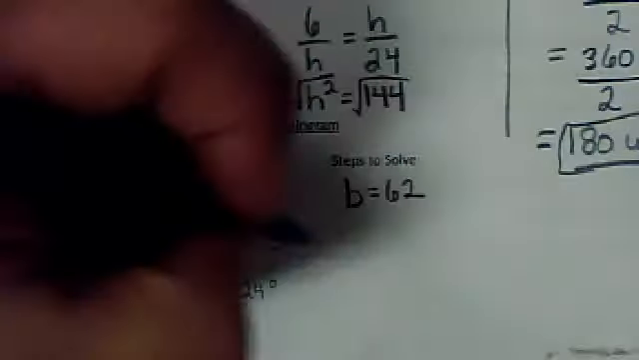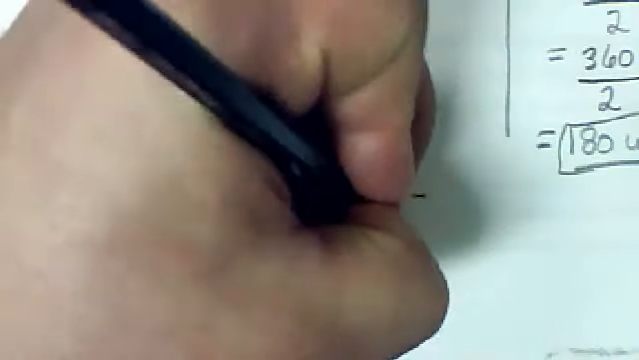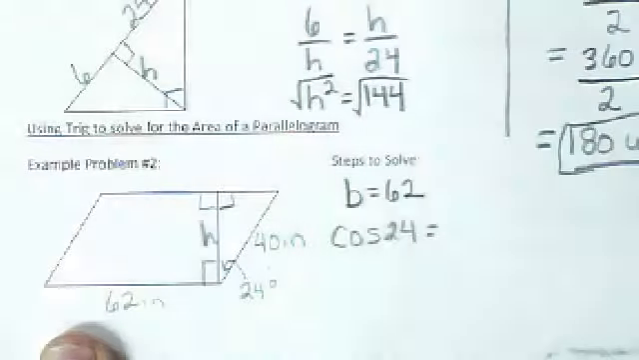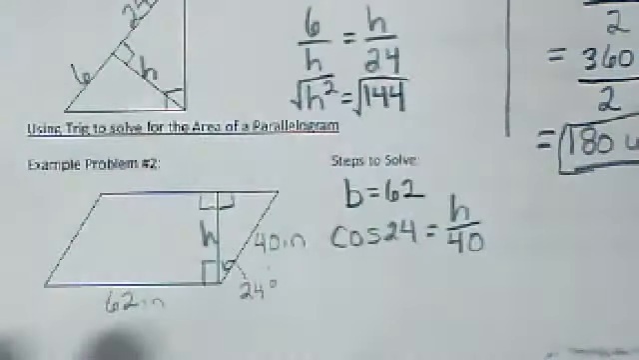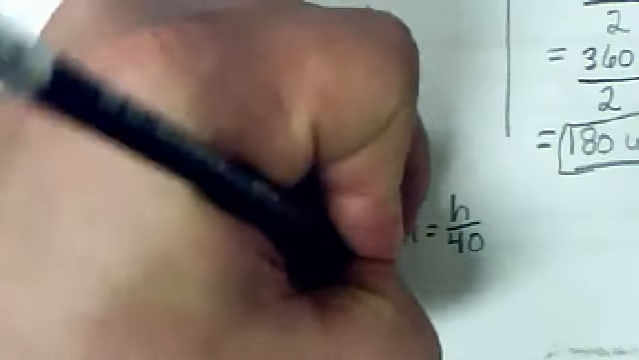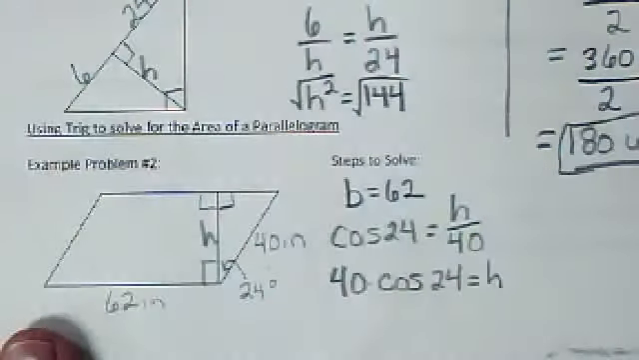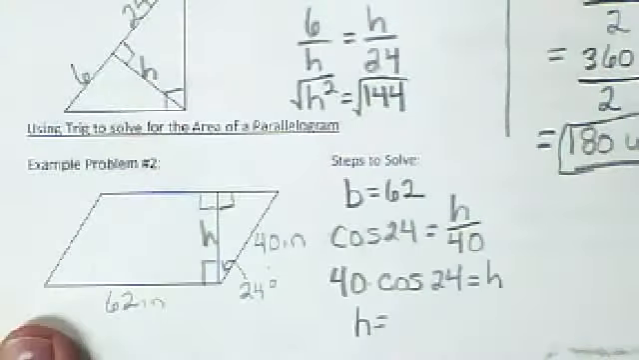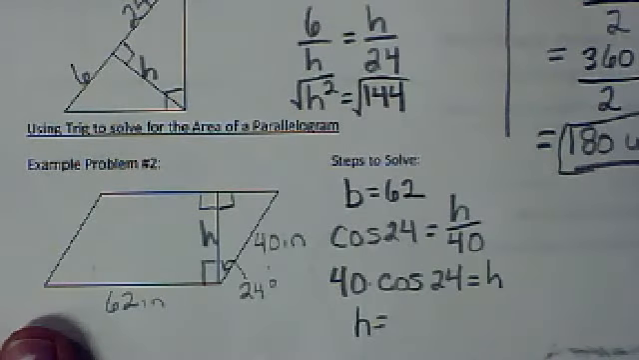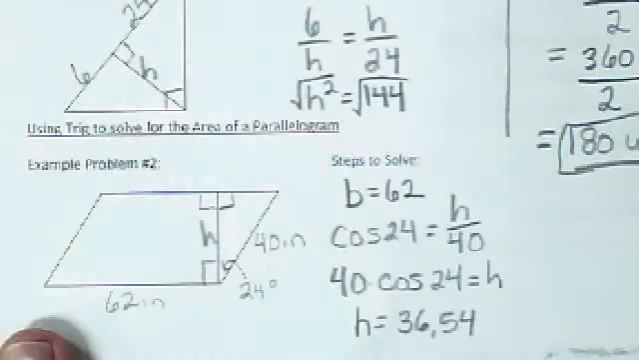So I'm going to say the cosine of 24 is equal to h over 40. Remember that if the hypotenuse is used, it's always in the denominator of my fraction. This becomes 40 times cosine of 24. And now I can calculate my h value. Please make sure that your calculator is on degree mode when you do this. My height, when rounded to the nearest hundredth, is 36.54.